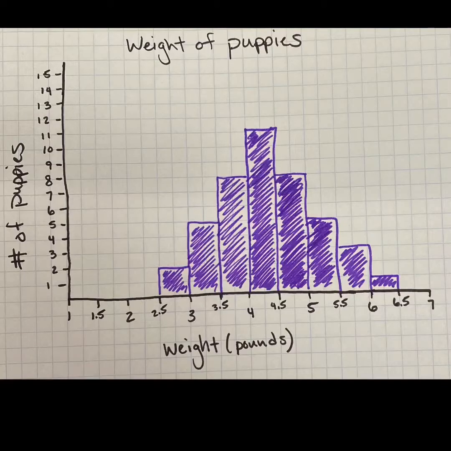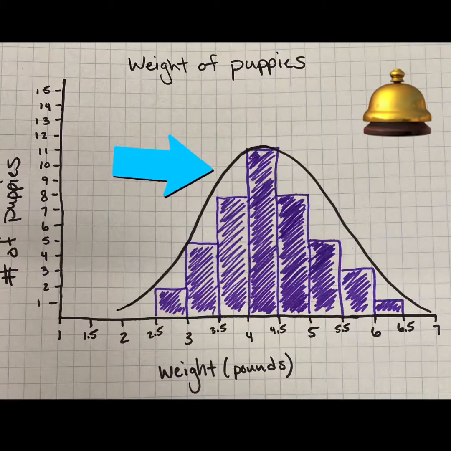So this histogram here would be a great example of a histogram that has a normal distribution. The reason that we say that this has a normal distribution is the fact that if we were to draw a line that best fits our data, as you can see in this picture, what I've drawn, it looks kind of like a bell.